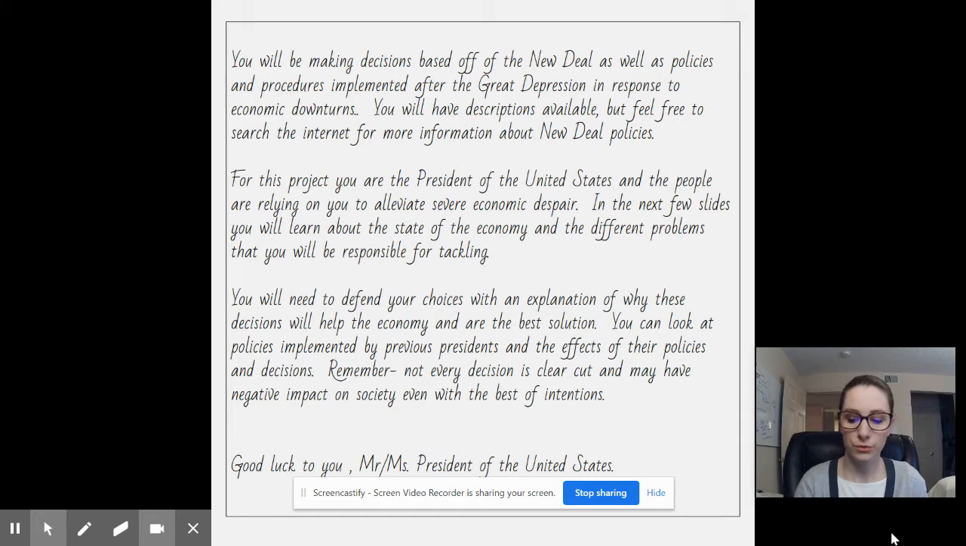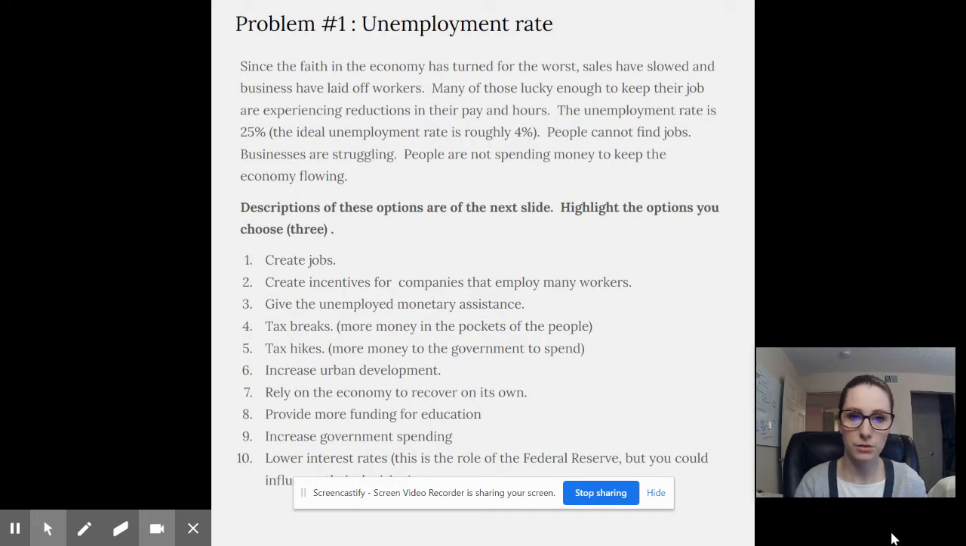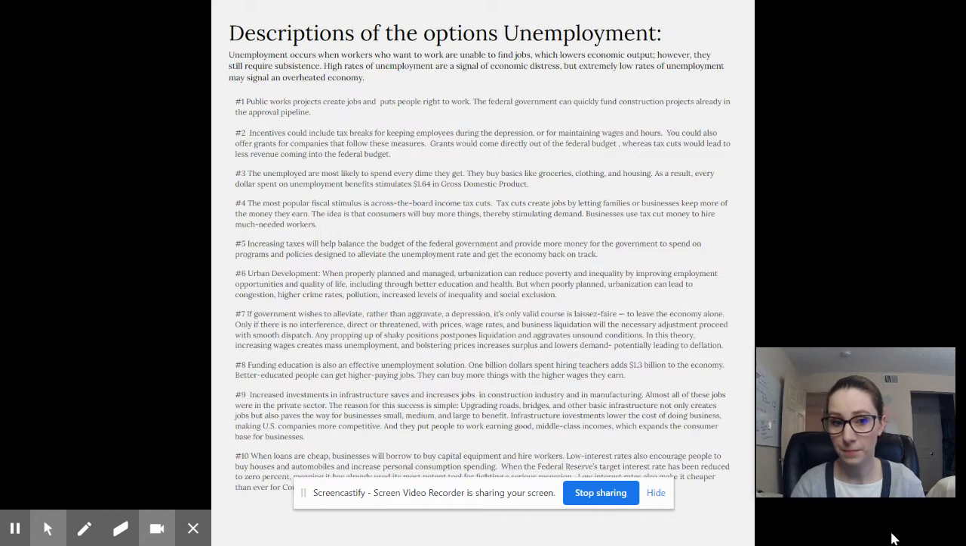So you will go through each slide. So this is problem number 1. You're going to read the paragraph talking about the issue, and then there are options. So what you're going to do here is look through the options. You're going to pick 3 options that you think are the best options here. And then you can also look at the next slide, which is going to have brief descriptions about each of these options so that you can make informed decisions.